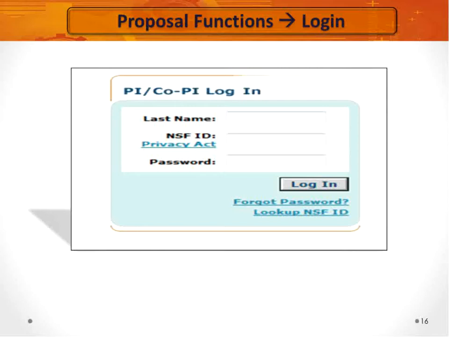Now back to the Fastlane landing page. To work on the budget or any other section of a grant proposal, look for Proposal, Awards, and Status. Then select Proposal Preparation under Proposal Functions.